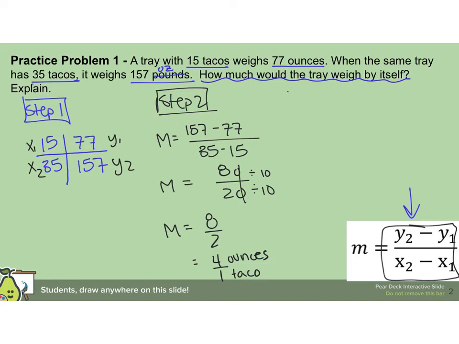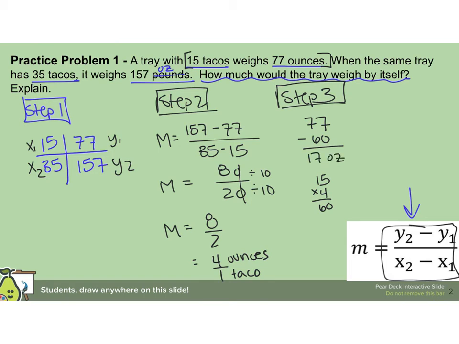So step 3, we're going to subtract the weight of the tacos from the weight of the tray. So let's say I started with the first ordered pair, 15 and 77. So I'm going to take 77 ounces, and I'm going to subtract the weight of 15 tacos. 15 tacos is 15 times 4, or 60 ounces. So I get 17 ounces for the tray.